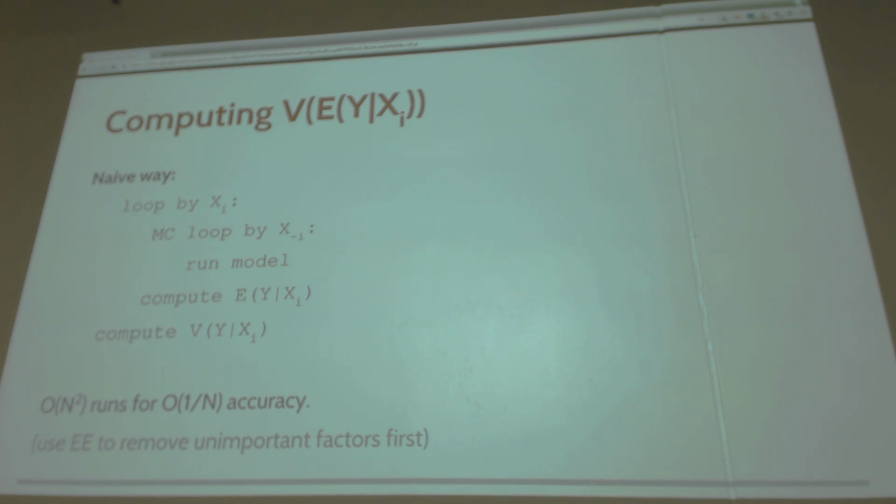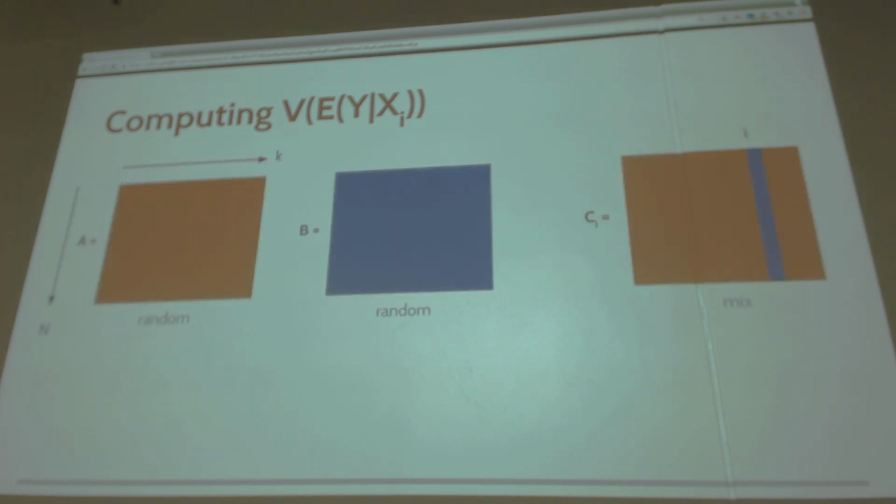Okay, so the trouble with this is that we need like n squared runs to get accuracy that only improves as order of 1 over n, which is not very good. There are some methods to estimate first and total order sensitivity indices pretty well. Here's one of these methods.